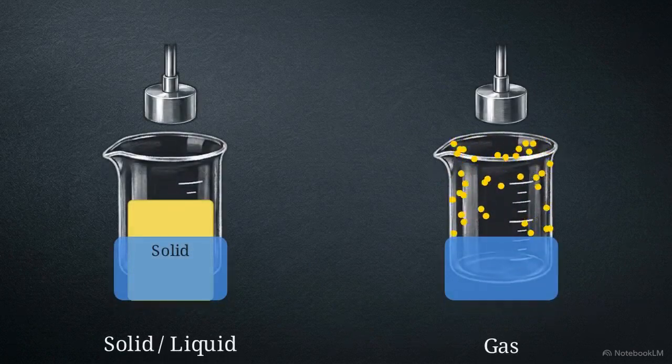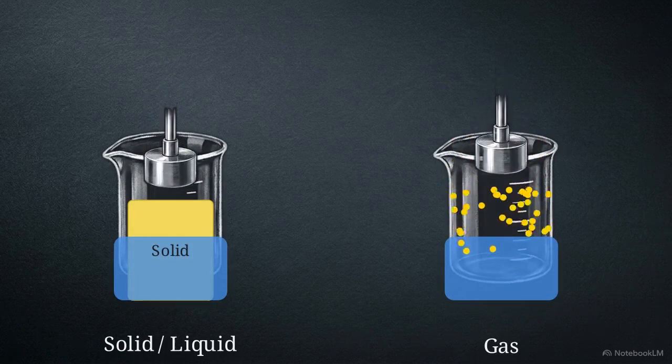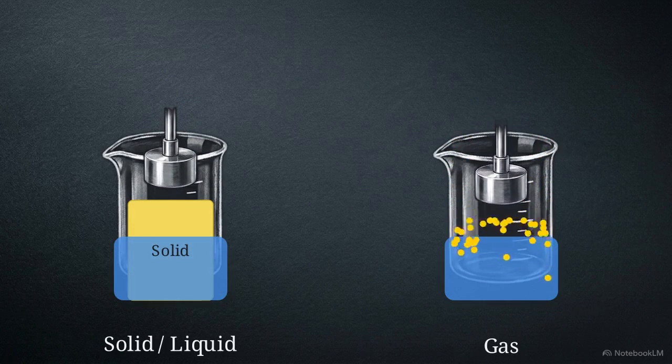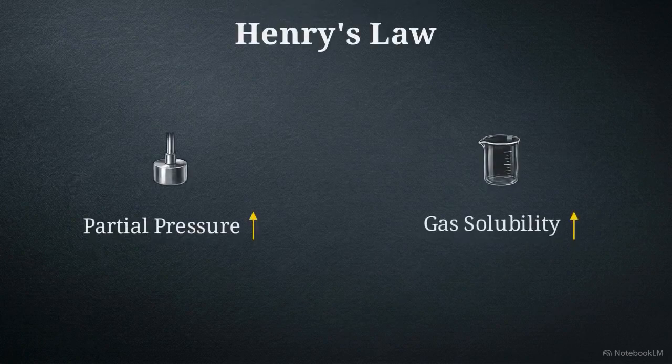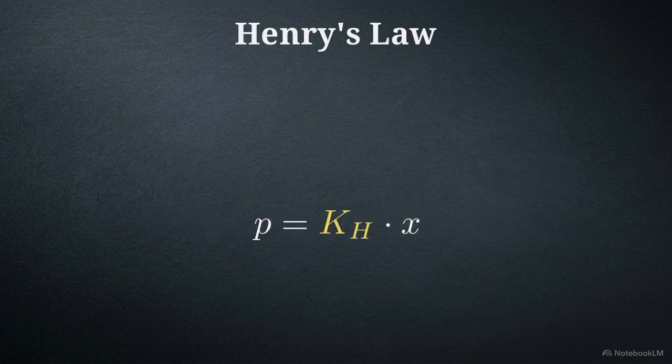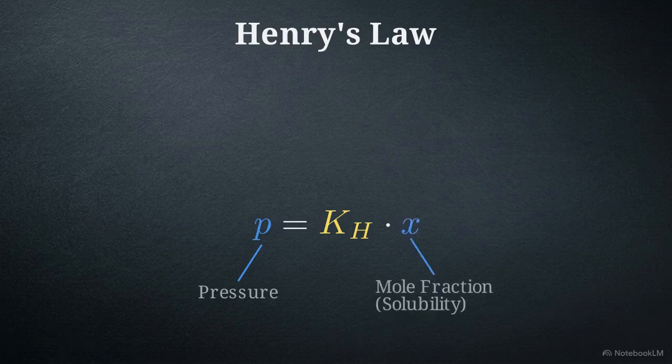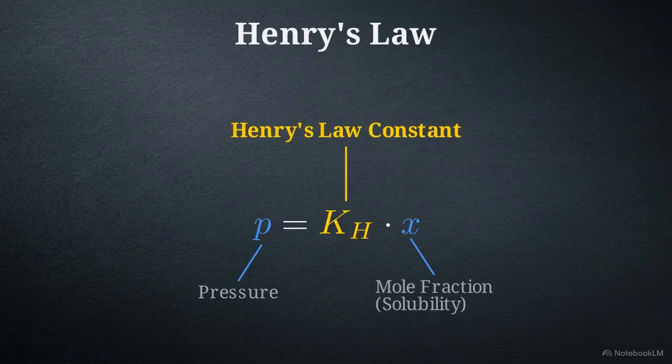Unlike solids and liquids, gases are highly compressible. This means their ability to dissolve in a liquid is almost entirely dependent on the pressure applied to the system. This relationship is defined by Henry's law, which states that the solubility of a gas is directly proportional to its partial pressure. This is expressed as P equals kH times X, where P is the partial pressure, X is the mole fraction of the dissolved gas, and kH is the Henry's law constant.